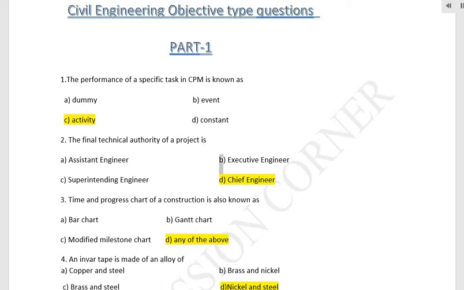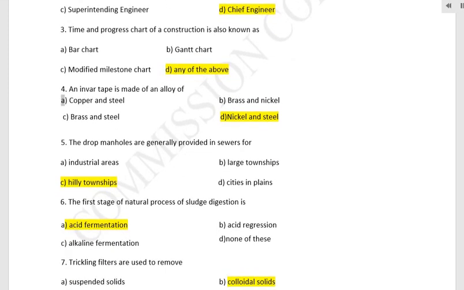Assistant Engineer. B. Executive Engineer. C. Superintending Engineer. D. Chief Engineer. 3. Time and progress chart of a construction is also known as A. Bar chart. B. Gantt chart. C. Modified milestone chart. D. Any of the above. 4. An Invar tape is made of an alloy of A.